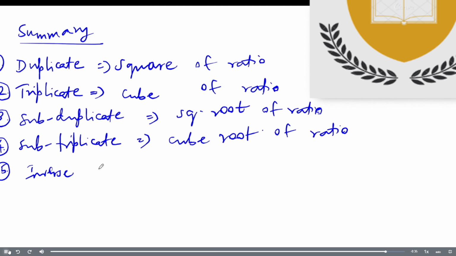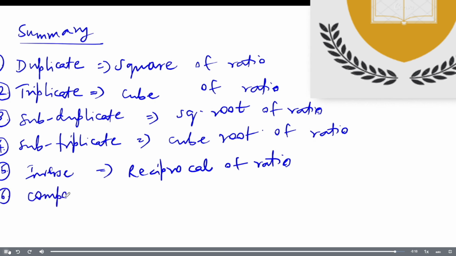Inverse, that is the reciprocal of the ratio. If it is a by b, it is b by a. If it is x by y, it is y by x. That is the reciprocal. And then we have the compounded ratio, that is the multiplication of ratios.